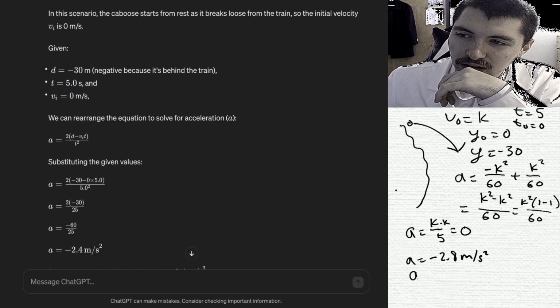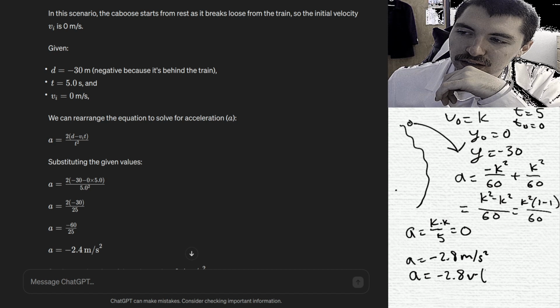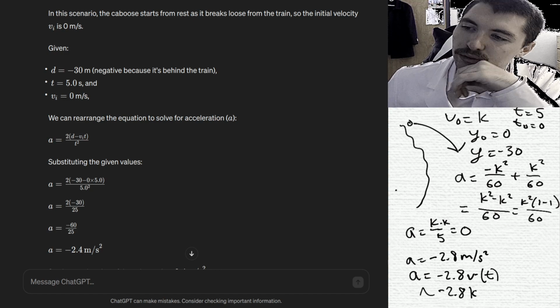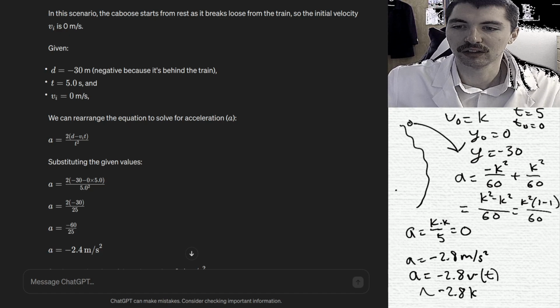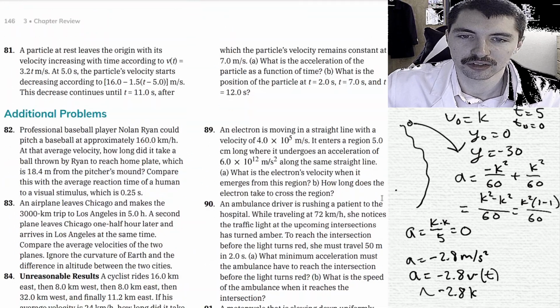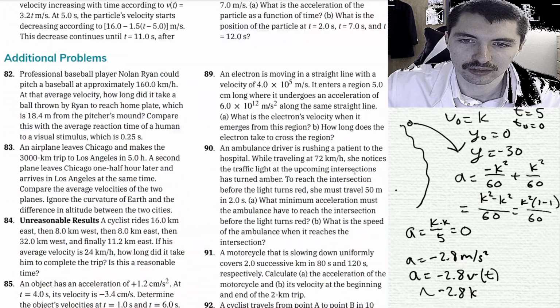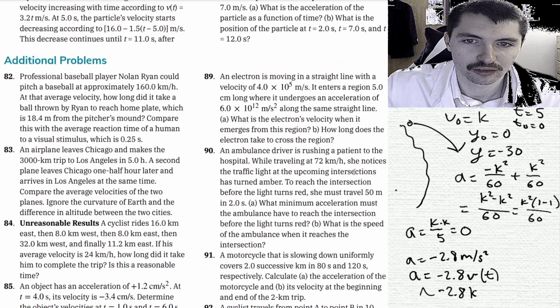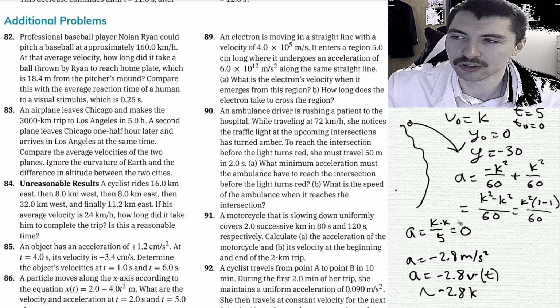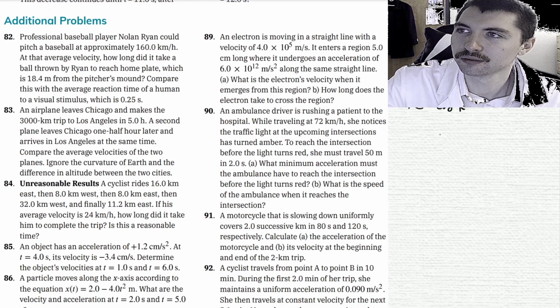So I'm gonna say acceleration is 2.8, or -2.8, whatever that constant is. All right, so let's move on. Second part. Oh, no, there's not. Okay, let's move on. 89.